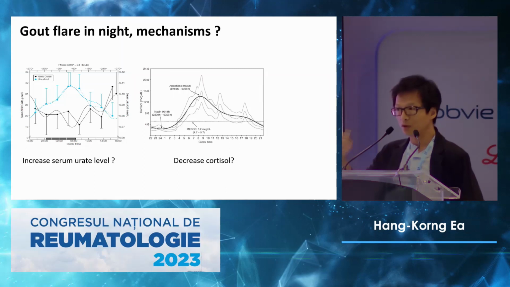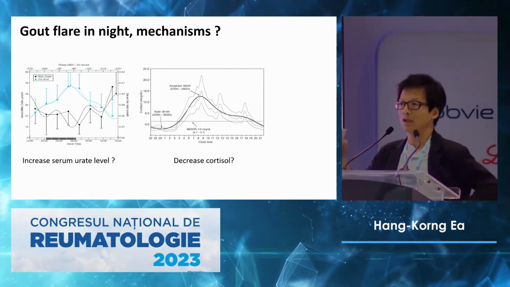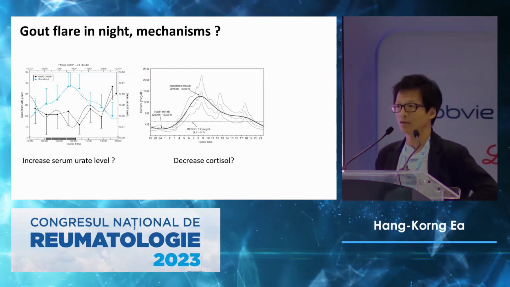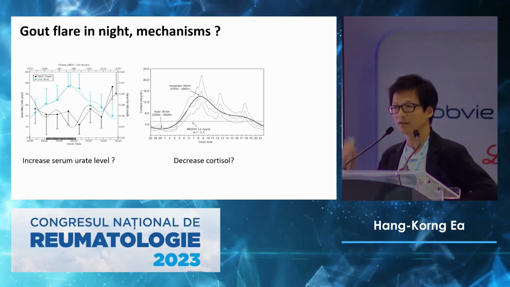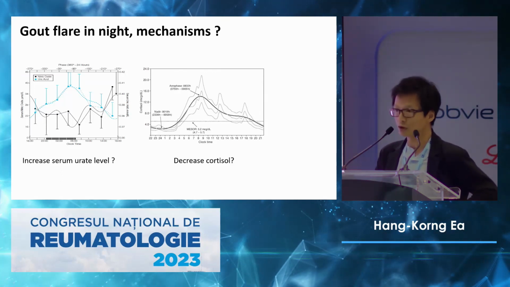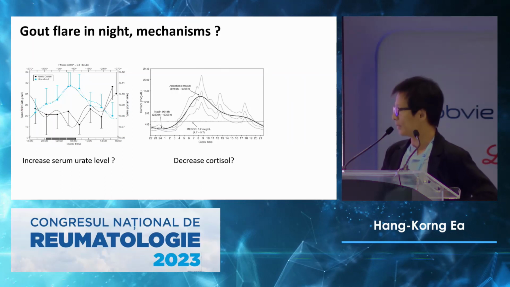And we know that in the morning, at 3 and 4 hours, the cortisol level is very low. It's the lowest. So we don't have the anti-inflammatory effects of the cortisol. So that's perhaps contributing to the mechanism of flare.